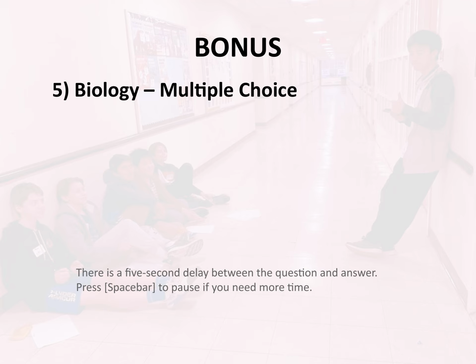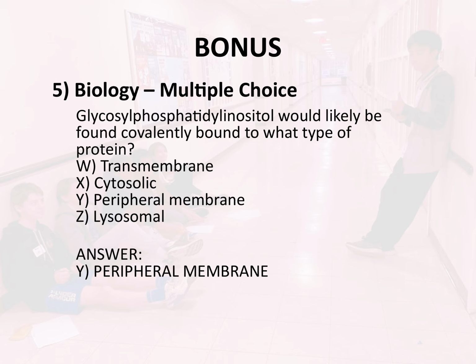Bonus 5. Biology, multiple choice. Glycosylphosphatidylinositol would likely be found covalently bound to what type of protein? W. Transmembrane. X. Cytosolic. Y. Peripheral membrane. Z. Lysosomal. Answer: Y. Peripheral membrane.